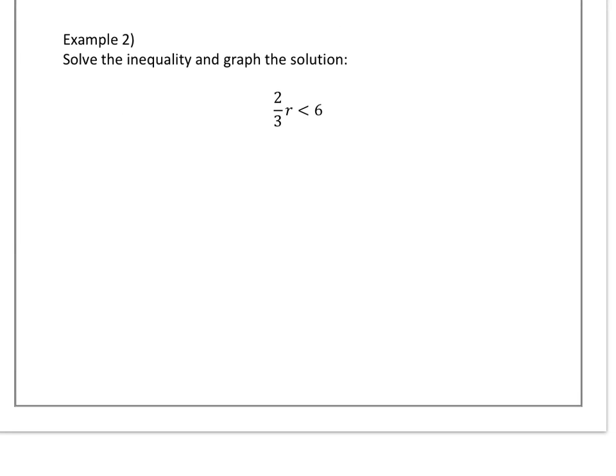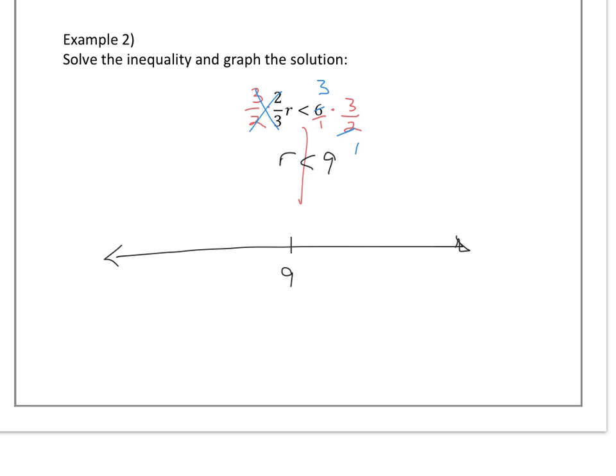Look at example 2. Don't let a fraction bother you. To deal with fractional coefficients, remember we multiply by the reciprocal to both sides. So I am not multiplying by a negative. I do not flip the inequality sign. The 3's here cancel and the 2's cancel, so I get r is less than. The 2 cancels into the 6 3 times, and so we get 3 times 3 is positive 9. So 9 is my boundary point. It goes in the middle.